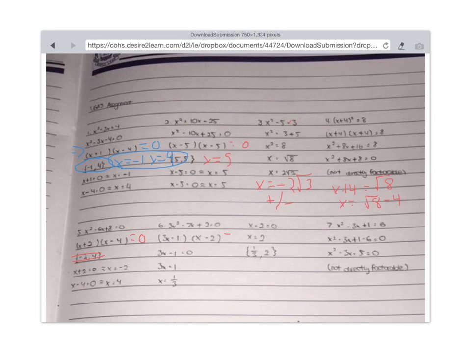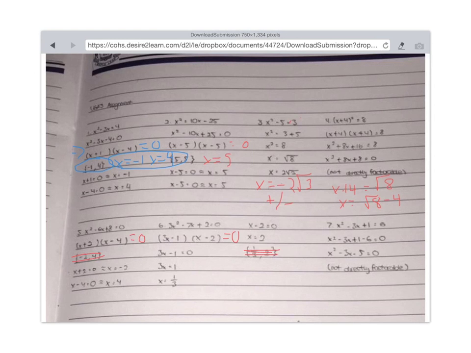Same thing with number 5. Sorry, that's number 5, this is number 6. The writing is small, it's hard to see. And here you've missed a root. 3x minus 1 equals 0, so x equals 1/3, that's correct. Oh, I'm sorry, here it is. x minus 2 equals 0, so x equals 2. Good. We don't need this, all right?